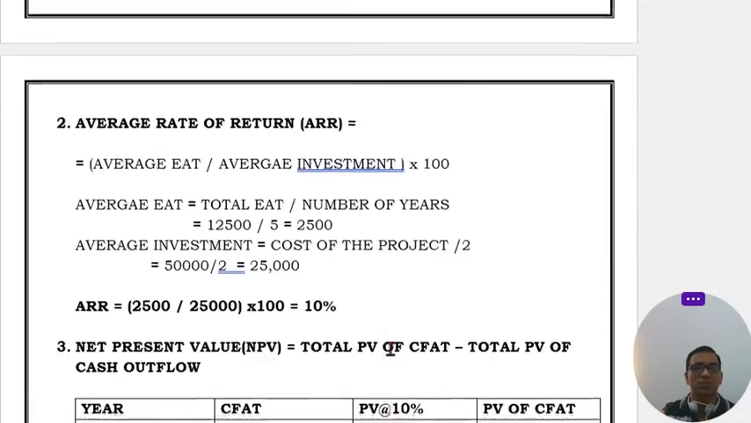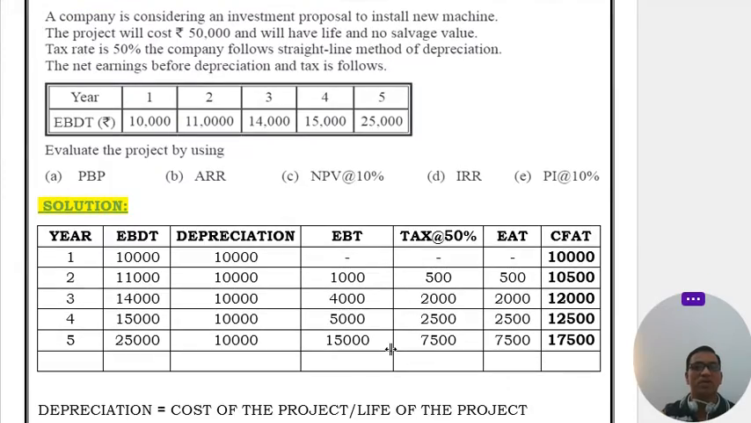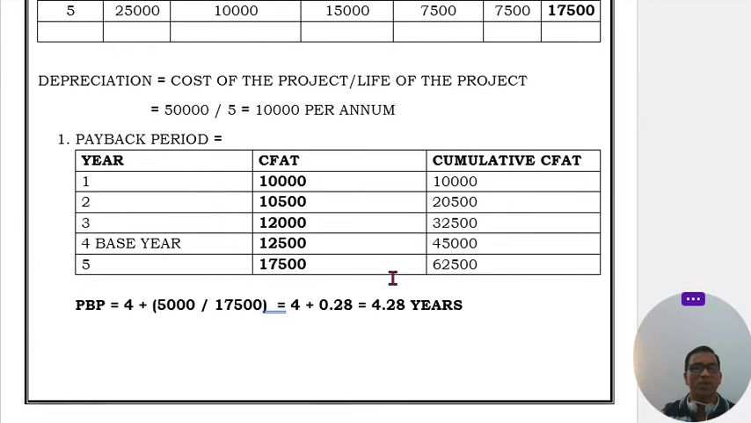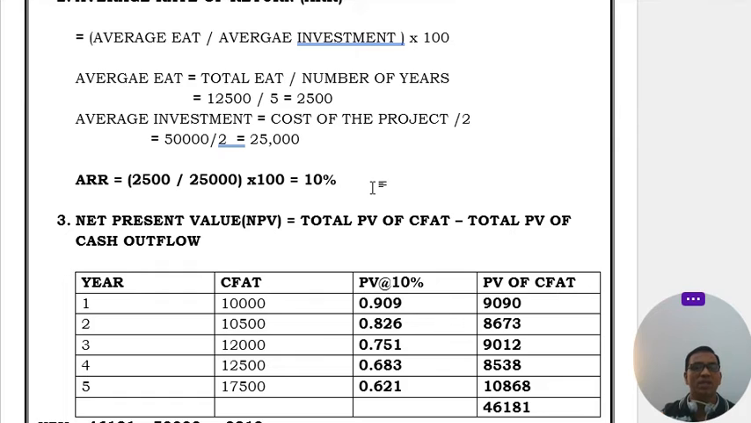So in this project, all 5 methods are calculated. Payback period: evaluate the project by using payback period. Normally you compare the payback period with the standard payback period of the company. If the calculated payback period is below the standard payback period, accept the project, otherwise reject. Coming to the ARR, the ARR of the project will be compared with the required rate of return of the company. If the ARR of the project is more than the given standard rate of return, it will be accepted, otherwise rejected.